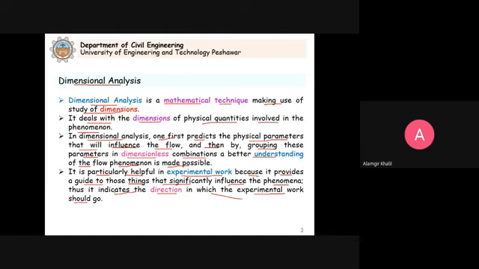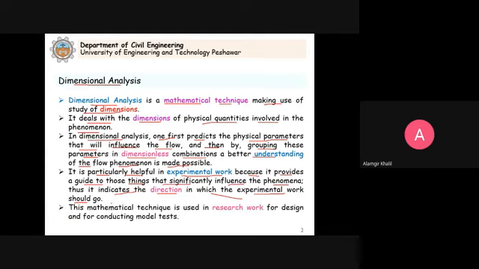So you can see that in that particular example, you have to conduct large number of experiments to get a functional relationship. But with the help of dimension analysis, with very much less experiments, we can still achieve the same result. So that's why this dimensional analysis, it is very helpful in research work, in experimental work. Clear?